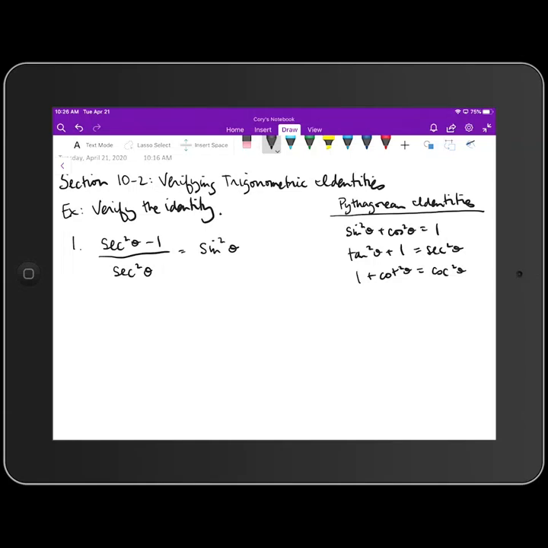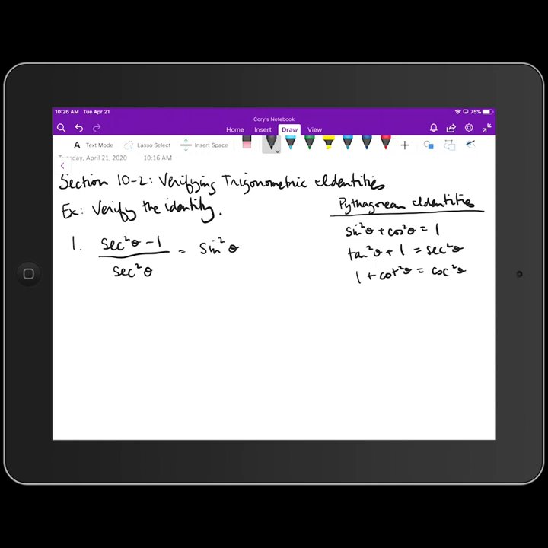Hi everyone, today we're going to look at section 10.2, which deals with verifying trigonometric identities. And just as a reminder for you guys, the identities that we're going to use most frequently, just like in the previous section, are the Pythagorean identities. So I've listed those to the right. We have sine squared plus cosine squared is equal to 1.